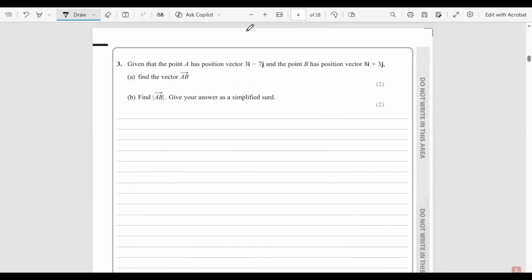Hi everyone. So in this video, we're going to run through a nice Year 12 vectors question from the AS sample paper. So the question says, given that the point A has position vector 3i minus 7j and the point B has position vector 8i plus 3j, find the vector A to B.